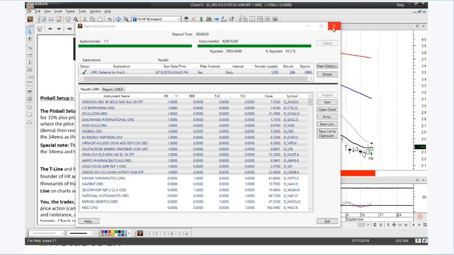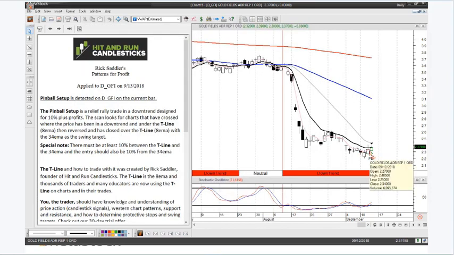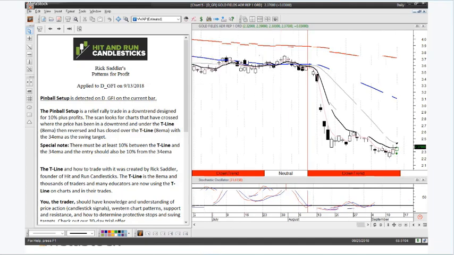And again, what we want to be able to do is help you identify, ooh, this one, the gold looks pretty good. Rick might disagree with me, not a recommendation, but GFI, Goldfields, actually does look like a pretty good pinball. And now that that pinball is detected, it's going to tell us the pinball setup is a relief rally trade in a downtrend designed for 10% plus profits. This scan looks for charts where the price is in a downtrend under the T-line and then reverses, so it's giving you a little bit of advice in terms of how to go ahead and get into this trade if that's what you want to do.